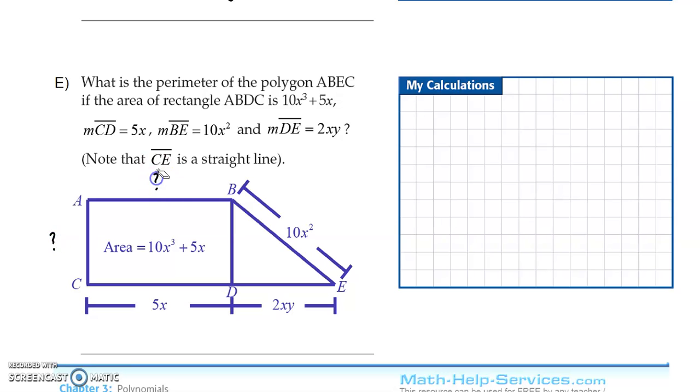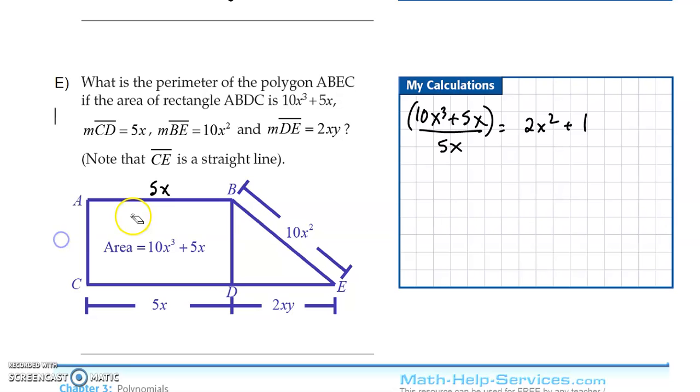Well, hopefully you're recognizing right away that AB must be the same length as CD. It's going to be 5x. And now that means we can find the height of this rectangle by dividing 10x cubed plus 5x divided by 5x. Now I know I've spoken about this before. You could write the 5x underneath like this if you prefer. Either way works just as well. And that's going to give you 2x squared plus 1.